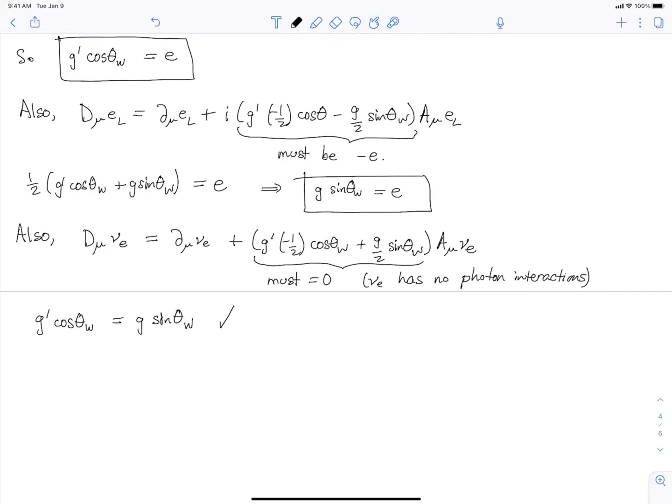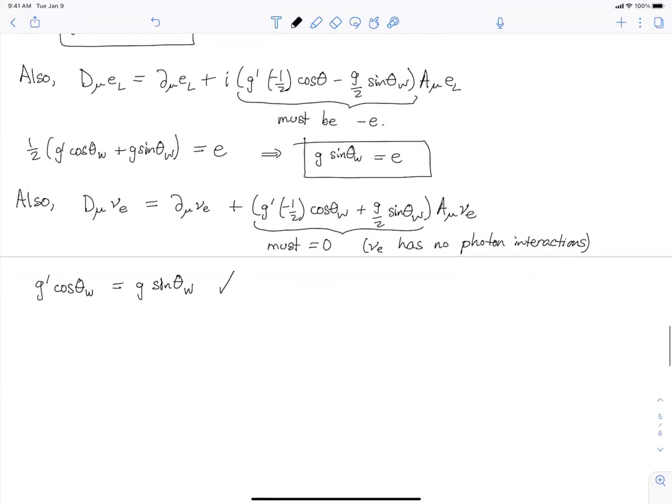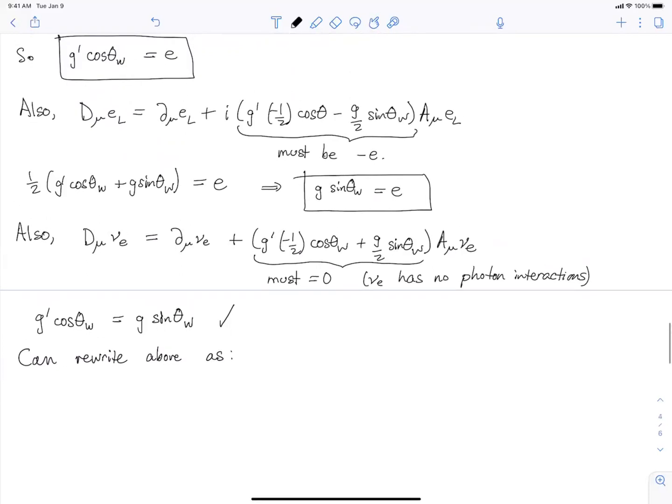Okay, so now we can summarize what we've learned about this relationship, and there's different ways of writing things. So we can rewrite the above as, first of all, if I take the ratio of the two boxes, that tells us that the tangent of the weak mixing angle is just the ratio of the U1 weak hypercharge coupling to the weak isospin coupling. Okay, then we can take the equations in the boxes and add them together.